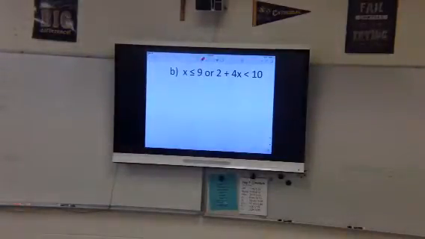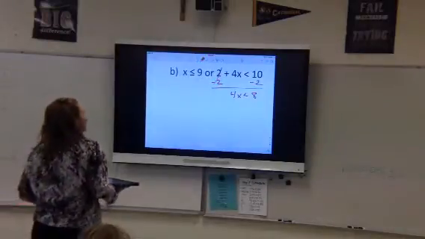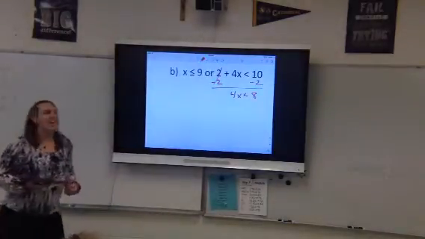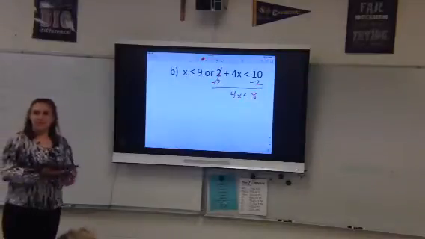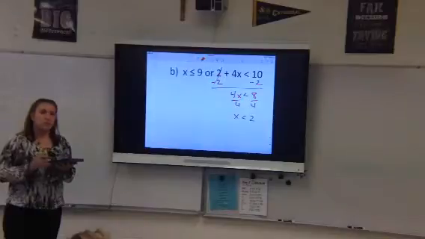Minus 2. Good, subtract the 2 off. So I have 4x is less than what? 8. There we go. Okay, so we get 8 there. Shiloh, what are we going to do now? Divide by 4. Okay, and what do you get when you divide by 4? Okay, so x is less than 2.